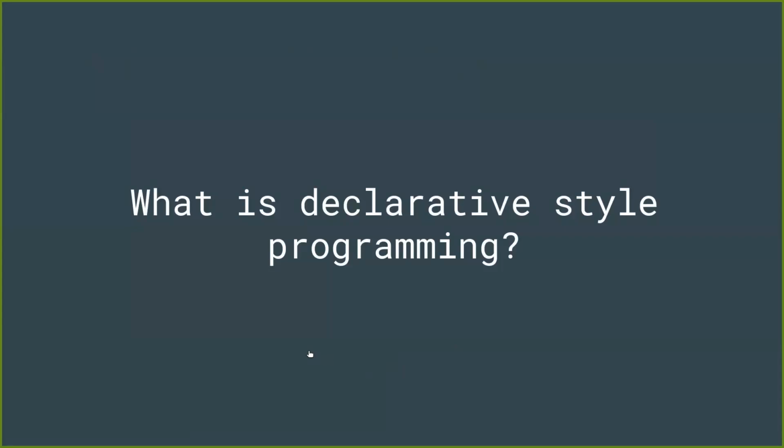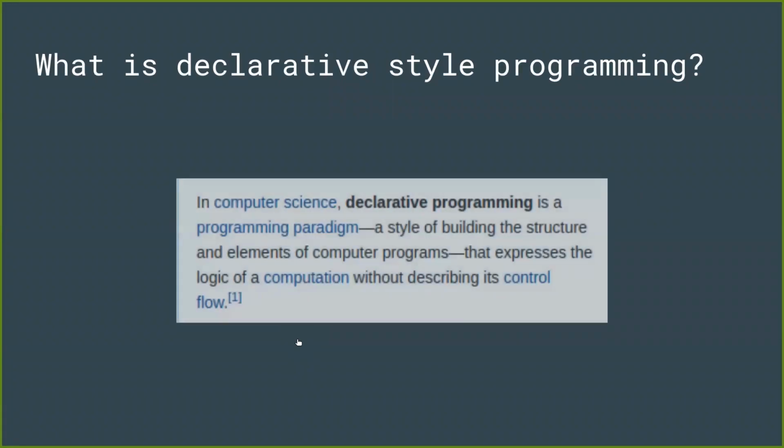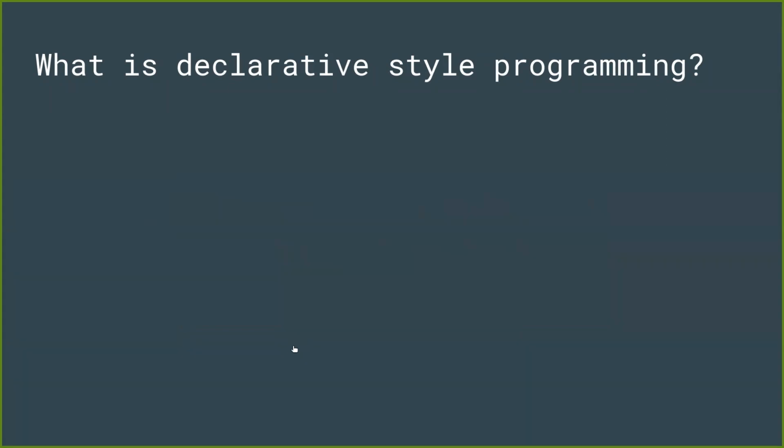Okay, what is declarative style programming? And again, this is what Wikipedia says. It's a way to build the structure and elements of computer programs without describing its control flow. So yeah, this one is easier to understand versus the previous one, but anyhow, let's try to simplify this one also.